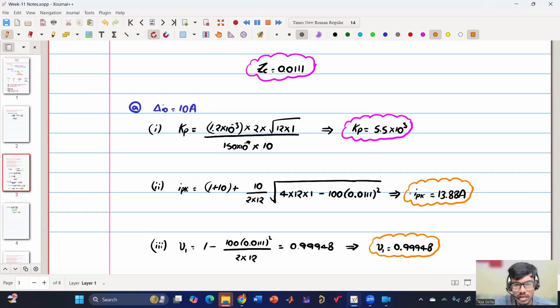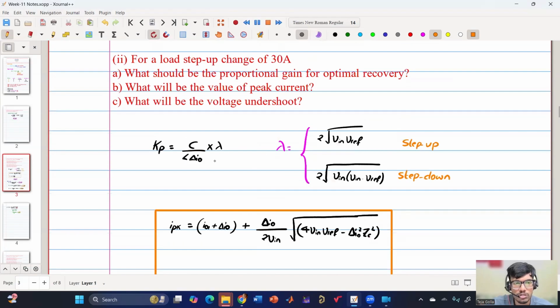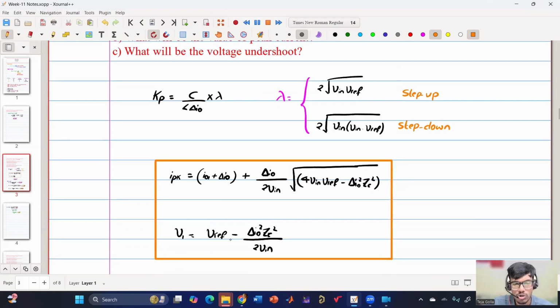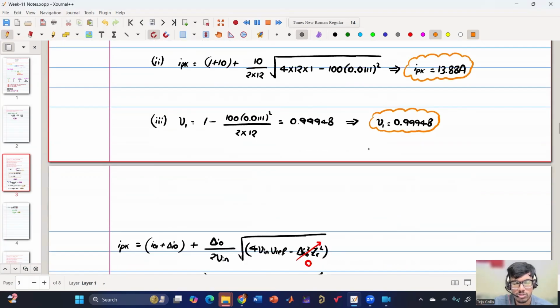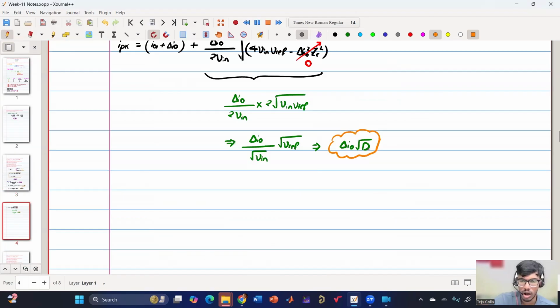So theory says Kp should be reduced because it is inversely proportional to delta I naught. Let us see. And undershoot also should increase, which means V1 should go down because delta I naught is increasing. Zc is same. So let us see how much it actually changes the value. So we can also get an understanding of how delta I naught is affecting Kp as well as Ip as well as undershoot.